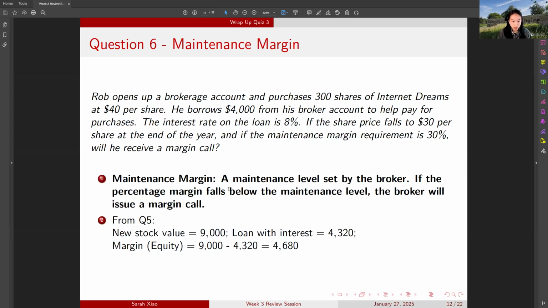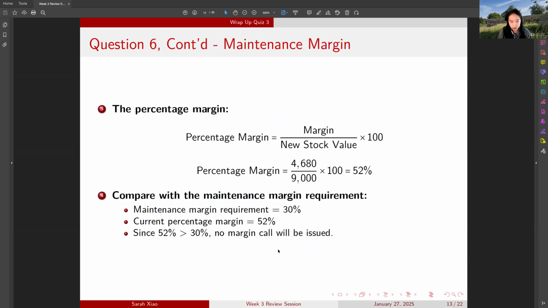From the previous question, we know the new stock value by the end of the year is 9,000, and the loan with interest is this amount. Also, the margin we got from the previous question is $4,680. So we can easily compute the percentage margin, which equals the margin amount divided by the new stock value at the end of the year, times 100. So the percentage margin is equal to 52%.